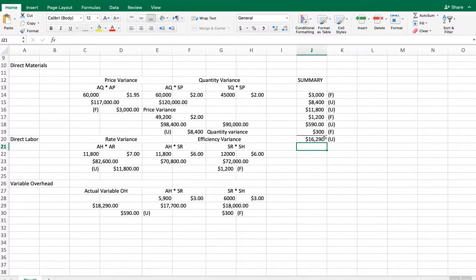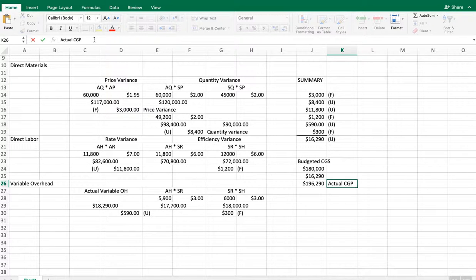Now, what does that tell us? That tells us that based on our budget, we overspent $16,290. What impact did that have on our income statement? Well, we had a budgeted cost of goods sold. And the budgeted cost of goods sold, you can look at it in the book, but it was $180,000. Our actual, or our variance was $16,290, and it was unfavorable. So our actual cost of goods sold was $196,290. That's our actual cost of goods sold.